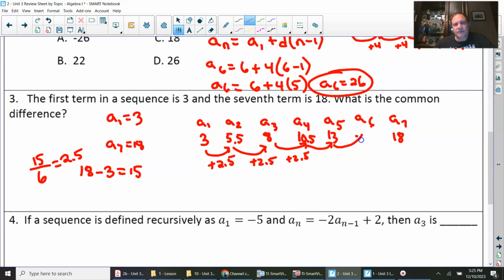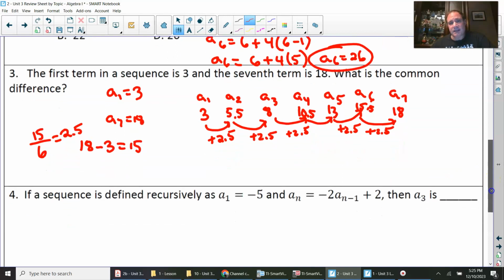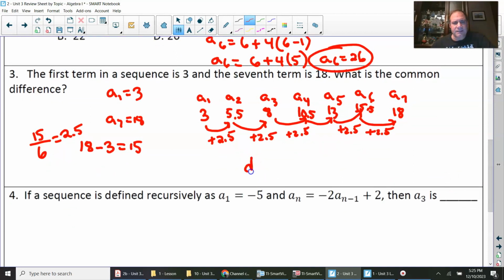And another 2.5, and you get 15.5. And the final 2.5 is 18. And that works. So you could always subtract the numbers and then divide it by the number of jumps, and then you can figure out exactly how much that common difference is. What's the common difference? D equals 2.5.